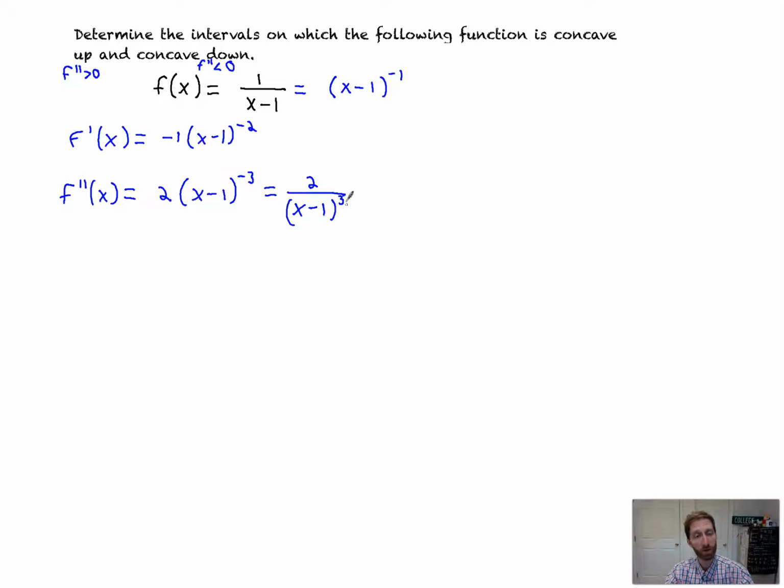Just like with the first derivative, we're going to do the same here. We want to know where the second derivative is 0 or does not exist. It's never going to be equal to 0, but it won't exist at x equals 1, right? That's because the denominator, x minus 1, will be equal to 0 when x is 1. So x equals 1 is a place we want to look for the signs of the second derivative to change.